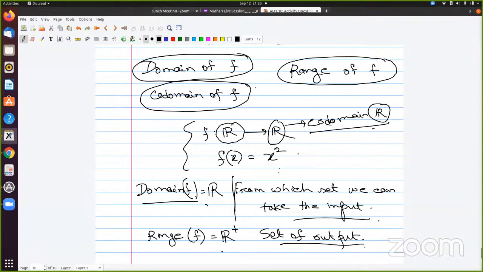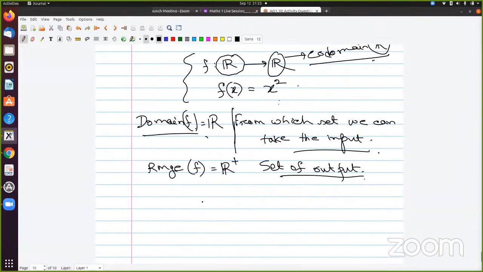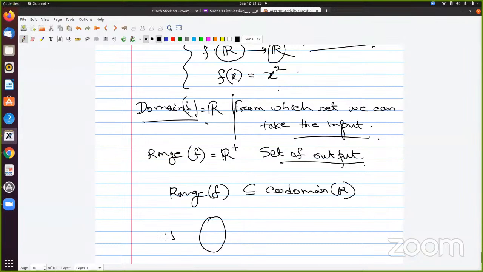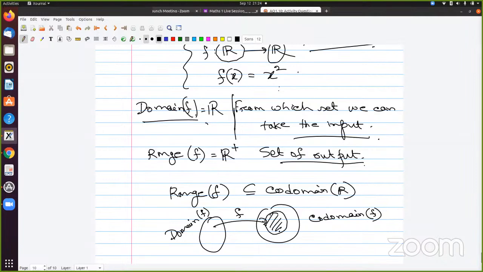But what I can say is that range is always a subset of codomain, because that is how I have defined it. Range is only the set of outputs, and codomain is the set where I am expecting my output. So range is always sitting inside that. If I draw it diagrammatically, this is my domain, I am taking my f, and this is my codomain. The range is a set inside that; these are only the outputs. This is my range. Is this diagram clear? Yes, sir. Always remember this diagram.